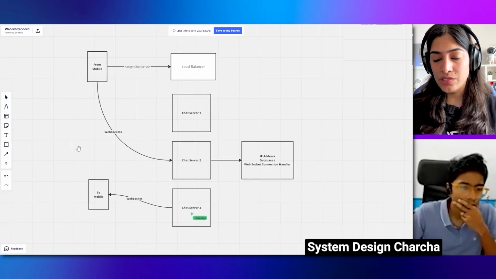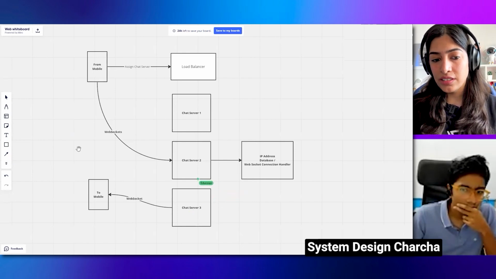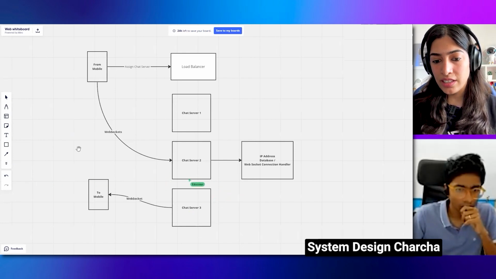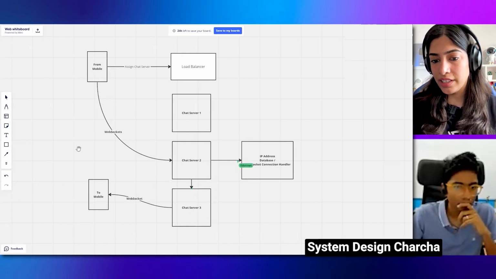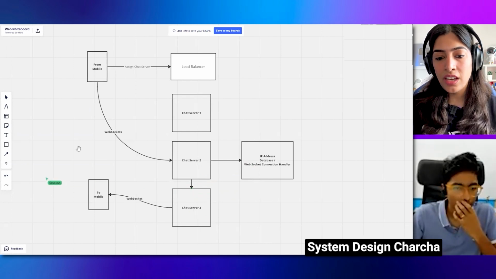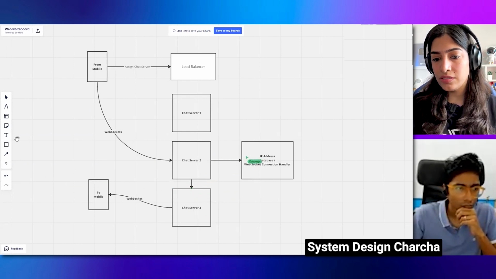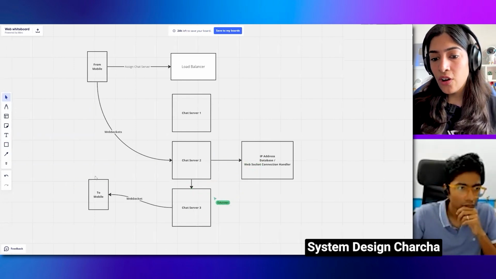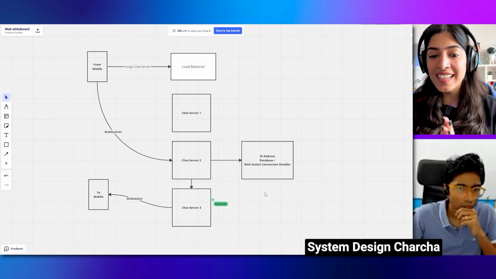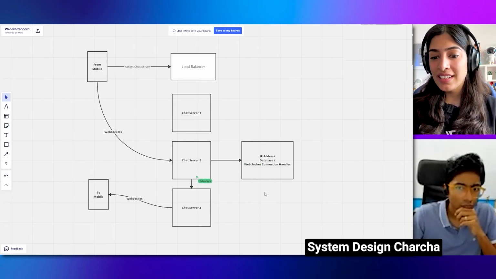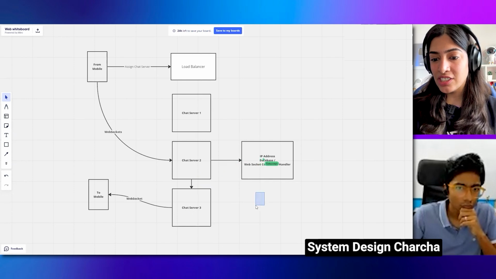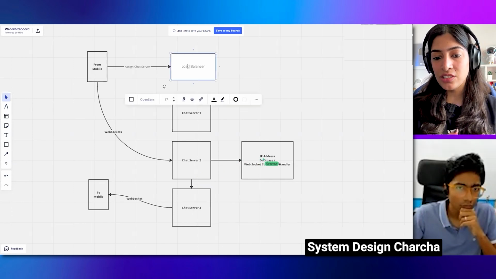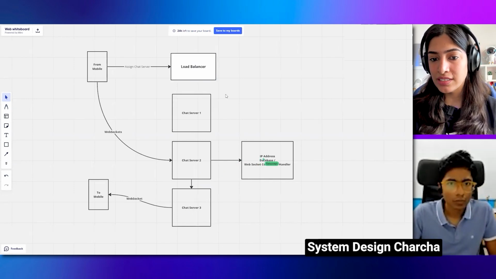Now again, there are 2 approaches: either this chat server can directly send after knowing it is connected to chat server 3, or we could send from here, or we could add something like Kafka in between. Just telling you different approaches. The main point is that this connection handler is going to tell us where 2 mobile is connected to. Does that make sense? Yeah.